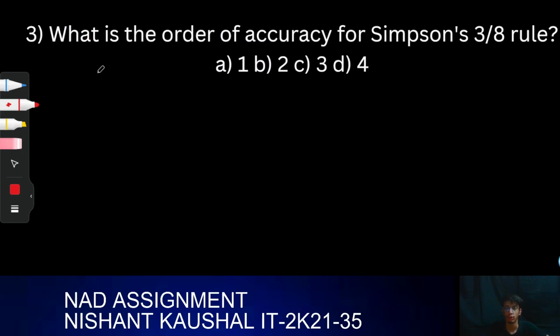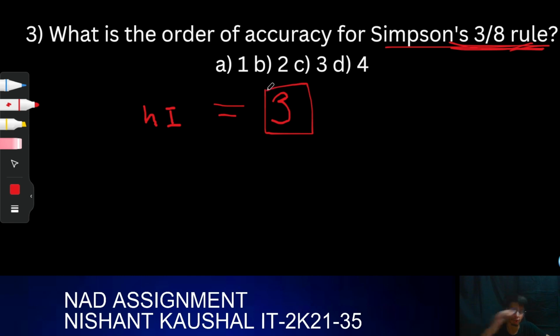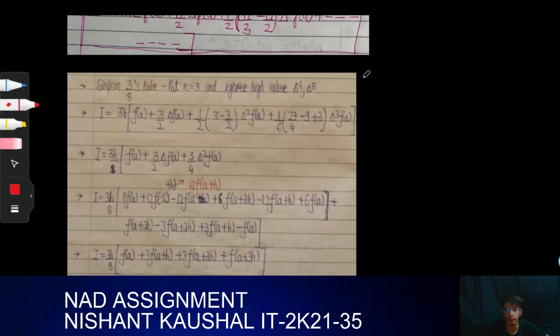Let us solve question number 3. What is the accuracy for Simpson 3/8? So first of all, we need to understand what accuracy is. Accuracy means the highest degree polynomial Simpson 3/8 can solve, and as we know, it can solve a maximum of degree 3 polynomial. It can solve polynomials of maximum 3 degree, so it will be C3. Here we can see it as well.